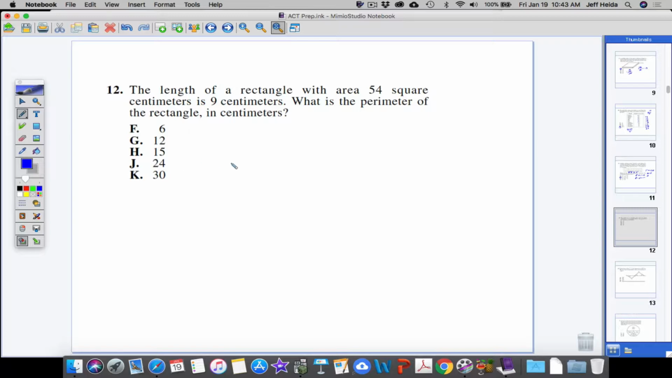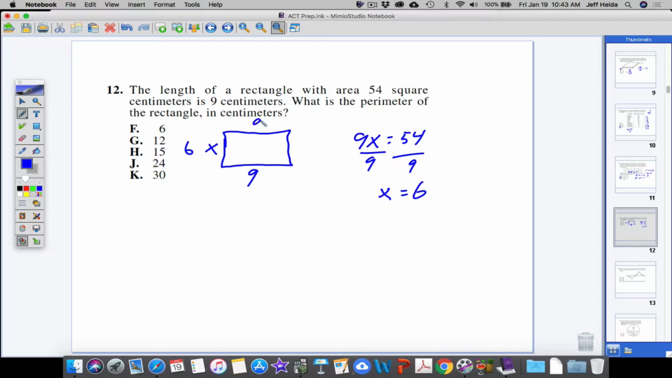Number 12. The length of a rectangle with the area 54 square centimeters is 9 centimeters. What's the perimeter of the rectangle in centimeters? So this side is 9, this side is x. 9x is equal to 54, divide by 9, and x is equal to 6. So the sides are 6, 9, 6, 9.